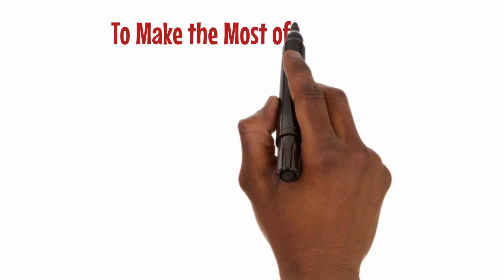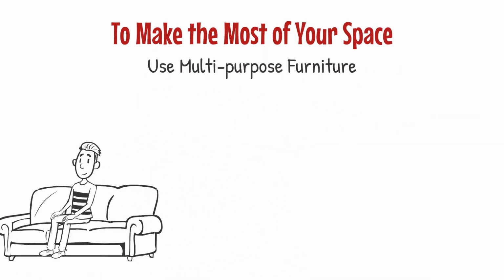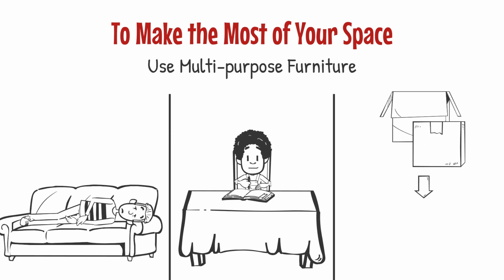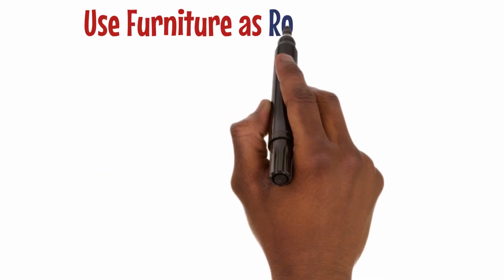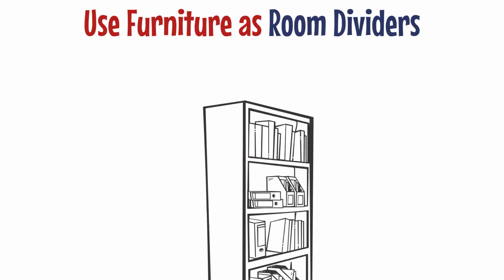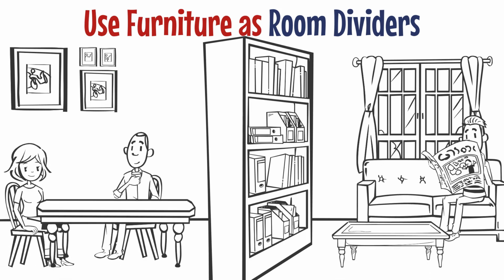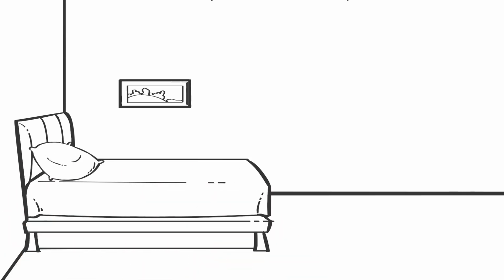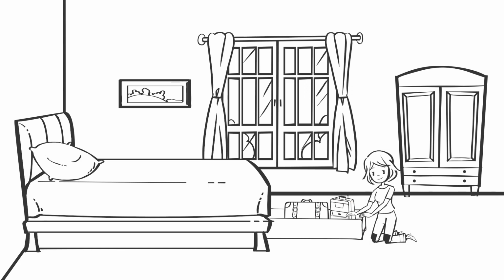To make the most of your space, use multi-purpose furniture. Sofa cum beds, dining tables for studying, or even boxes turned into a settee, get creative. Use furniture as storage and room dividers. Shelves can separate your living room and dining area while keeping things organized. Furniture with built-in storage, like beds with boxes, makes life easier. It keeps your space clutter-free.